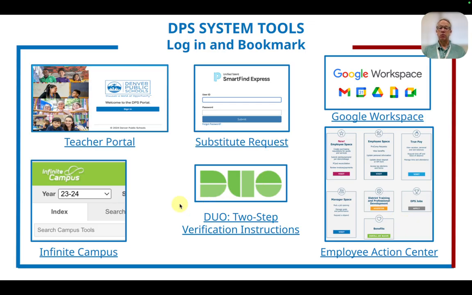And finally, in the middle, we use a system called Duo as a two-step verification or multi-factor authentication system in DPS. So when you go to log in for the first time in the day to, say, Infinite Campus or Teacher Portal, you may be asked to verify your identity through Duo. Most teachers choose to do this through their cell phones. There's an app you can get, which then on your cell phone, you'll say, yep, it's me, I approve, and that will authenticate your access into these systems. So just be aware that there is that step to secure your identity.